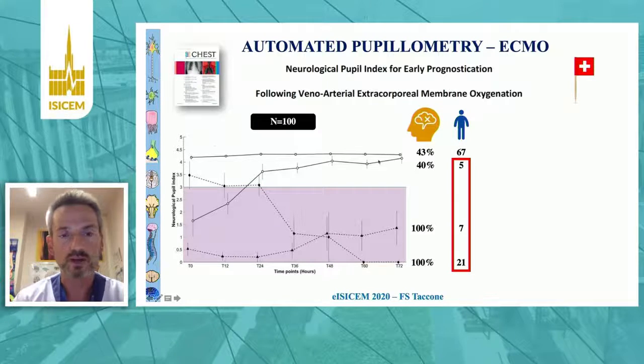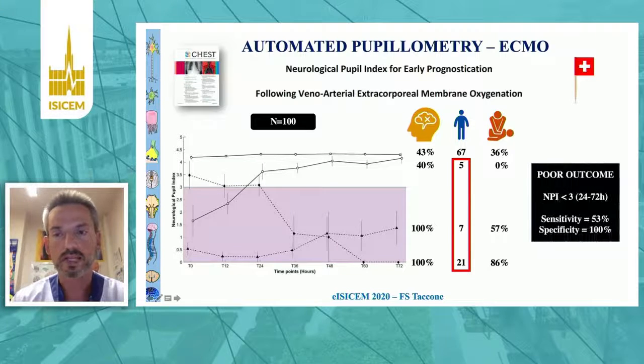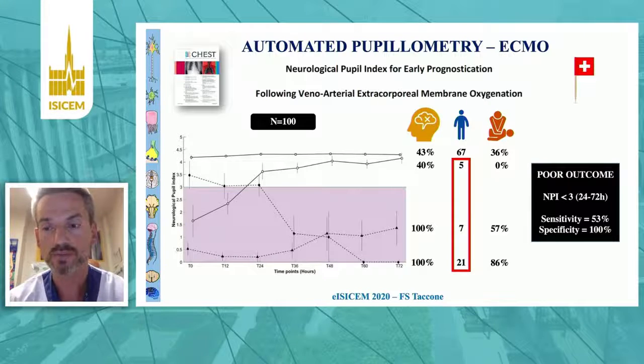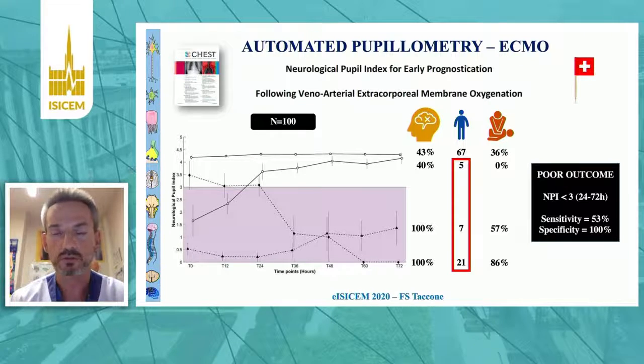If NPI is always normal, only 43% of patients will have brain injury. Patients who show NPI recovery from pathological values have 40% of brain injury, while patients with consistently low levels of NPI, or where there is a deterioration of NPI, have almost all a poor outcome, and an NPI less than 3 at 24 to 72 hours has a 100% specificity to predict poor outcome in this patient population.